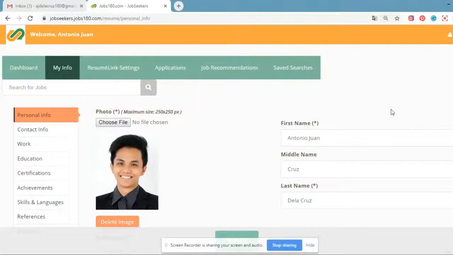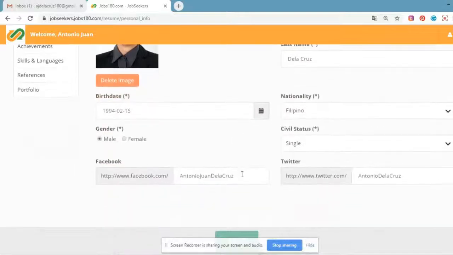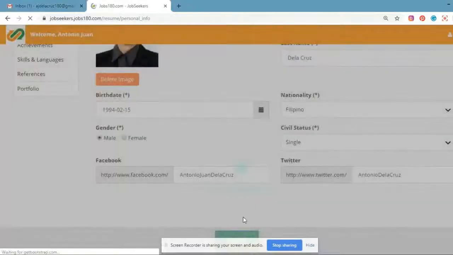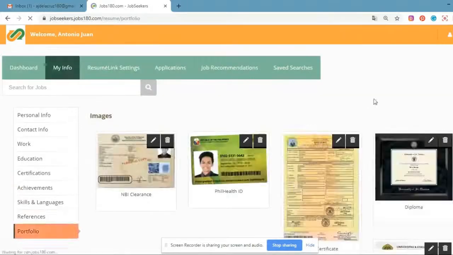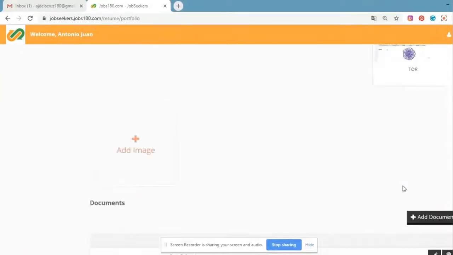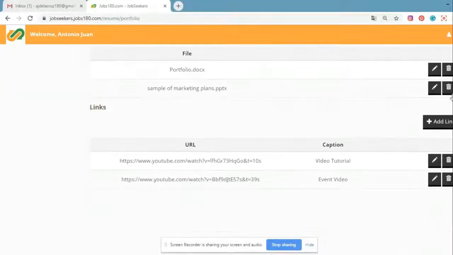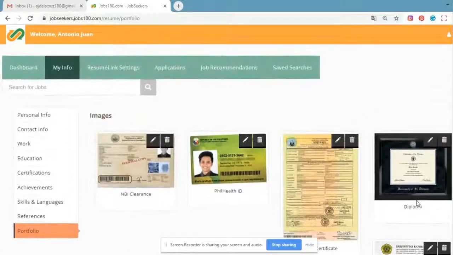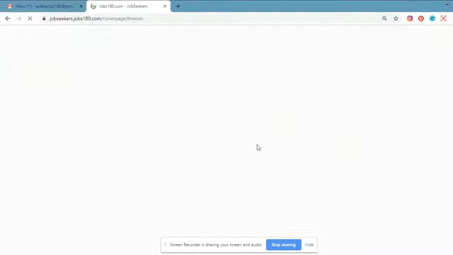Step 2. Create and design. When creating your resume, make sure to complete your personal information and upload your profile picture. One of the highlights of the resume link is the portfolio section. In the portfolio section, you can show off your skills by uploading samples of your work like documents, pictures, videos, and your social media links.